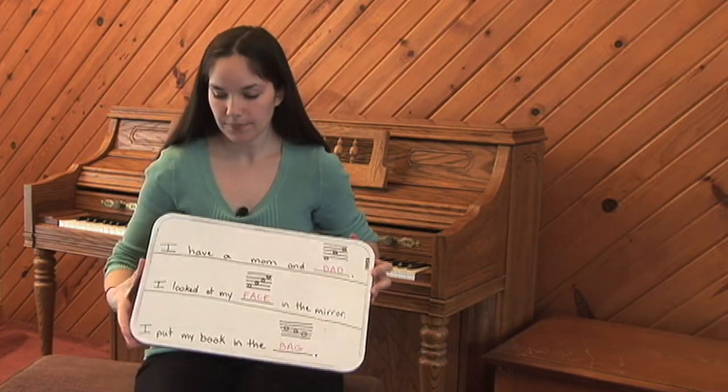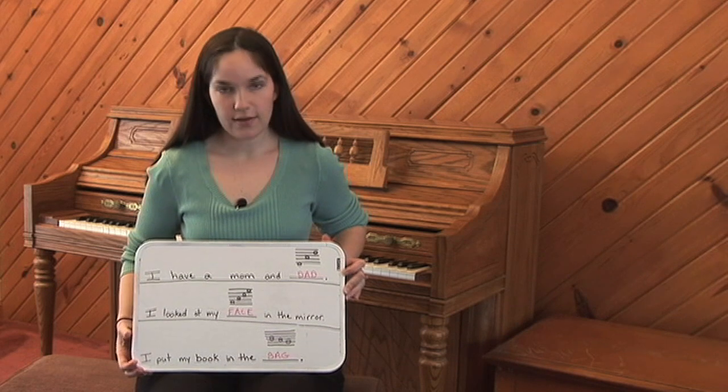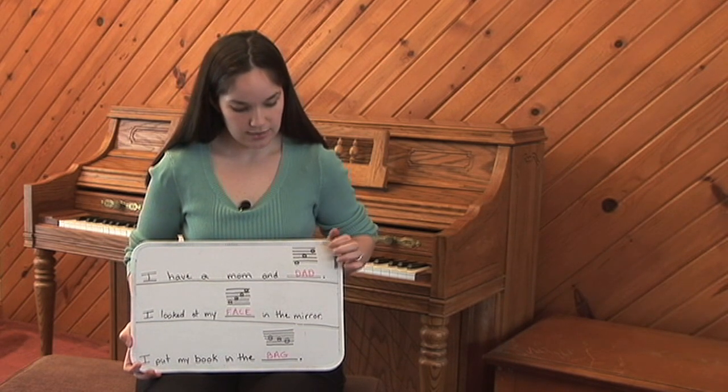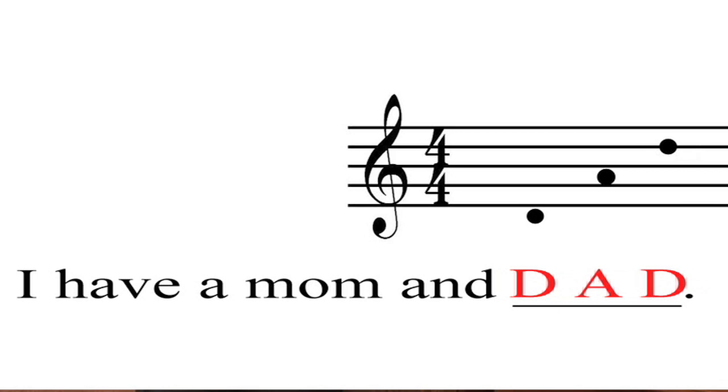So for example, you could write, I have a mom and blank. And for the blank, you can see the answer is dad. And right above it on the staff, you can see space, space, line. And if you can read music, you would understand that that says D-A-D.